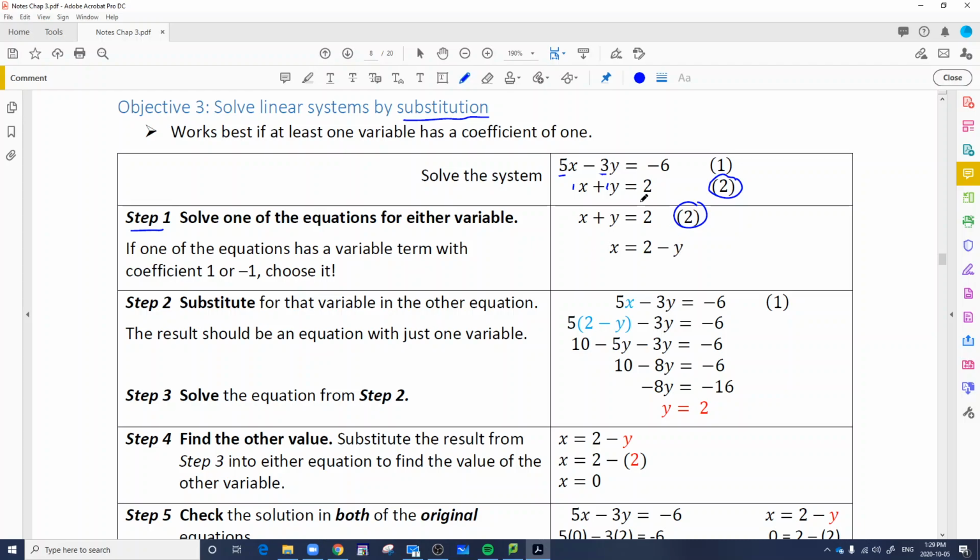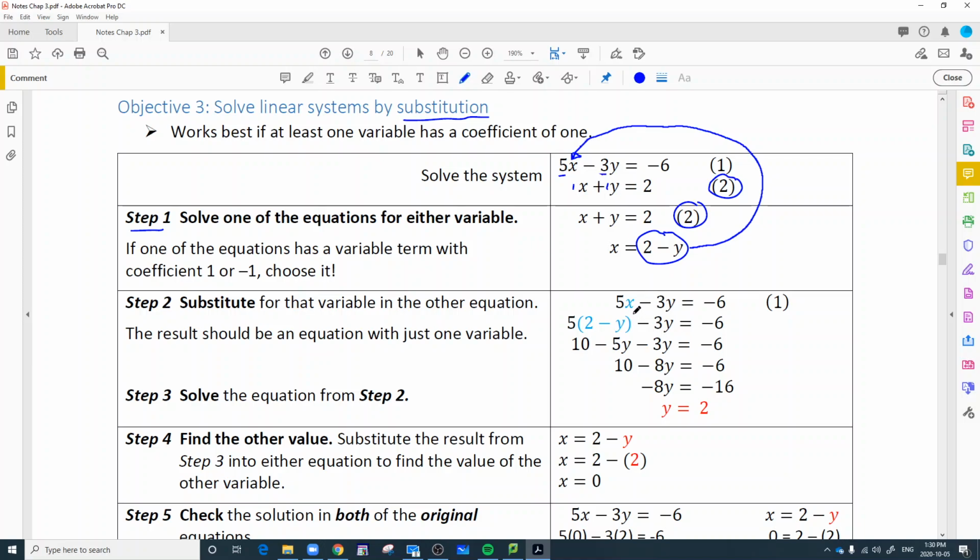Then here's the trick. I've solved equation number 2 for x. So now step number 2 is to substitute for that variable in the other equation. So since I solved equation number 2 for x, I'm going to take it and I'm going to substitute it in for x in equation number 1. Because we're dealing with an equality statement, we're saying we're looking for the point x, y that satisfies both of these lines. So if I say that in one of the lines x is this, 2 minus y, then I can say that in the other line x is that, because they should be the same x value.